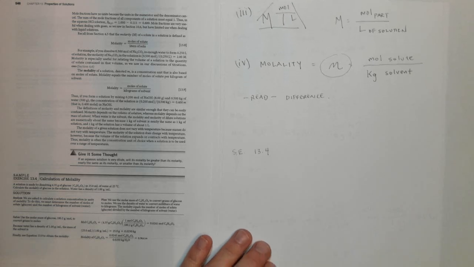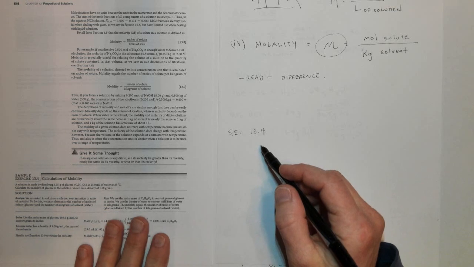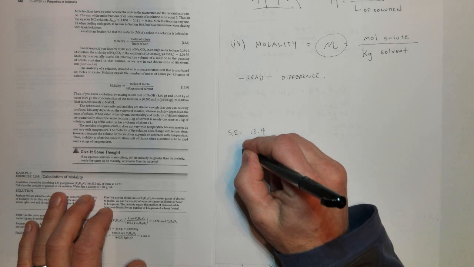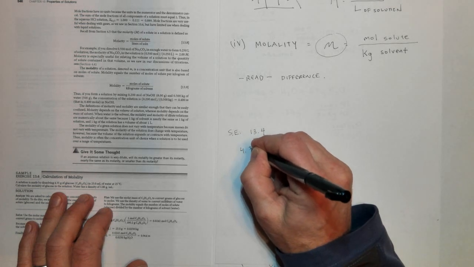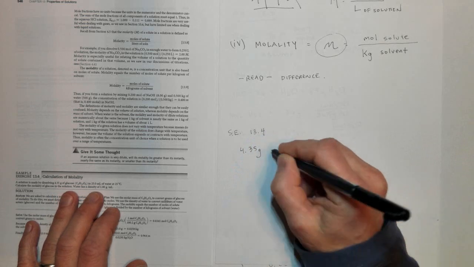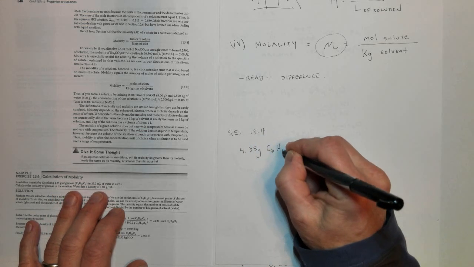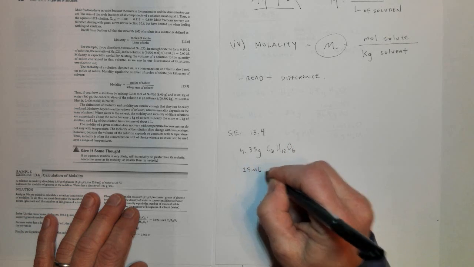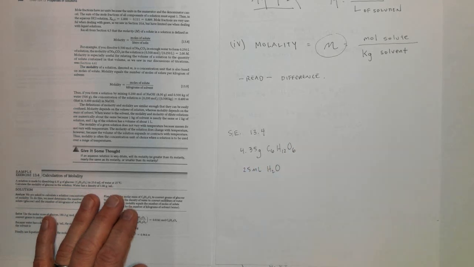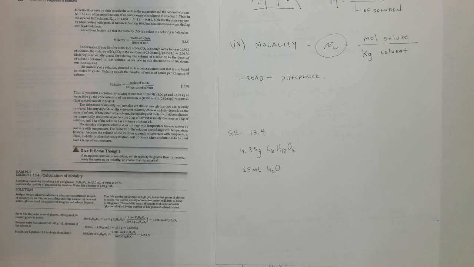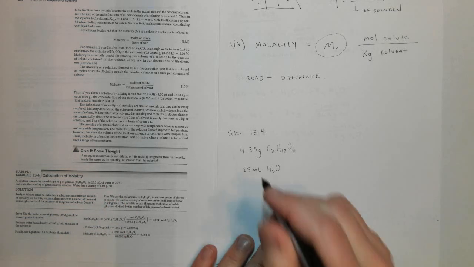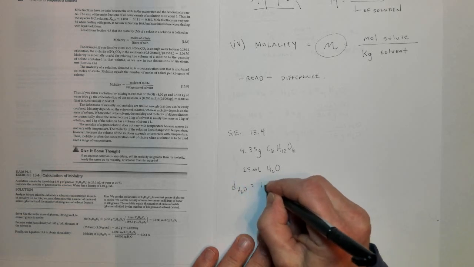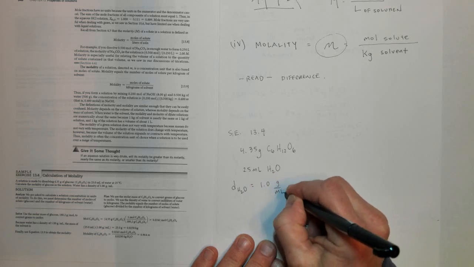a range of temperatures. Let's look at sample exercise 13.4. Here's a solution that's made by dissolving 4.35 grams of glucose, C6H12O6, in 25 milliliters of H2O. Calculate the molality of the glucose solution, and it's telling us to assume that the density of the water at this temperature is equal to 1 gram per milliliter.